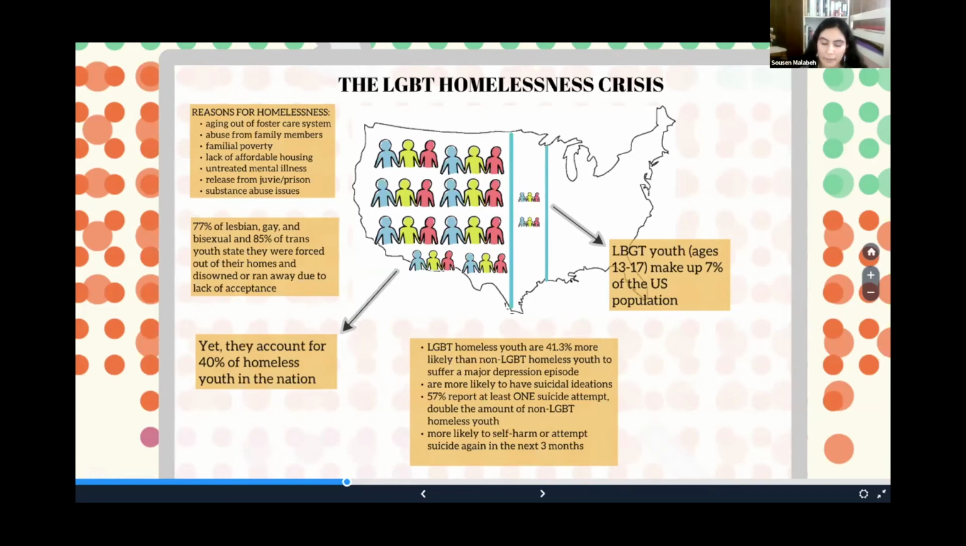In the research that I was reading, they say that there are two types of homeless LGBT youth. There are throwaways, who get kicked out of their homes and are disowned, and runaways, which is people who run away from abuse and run away from their homophobic family.